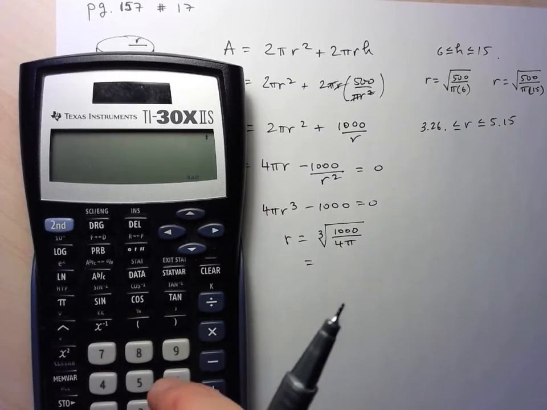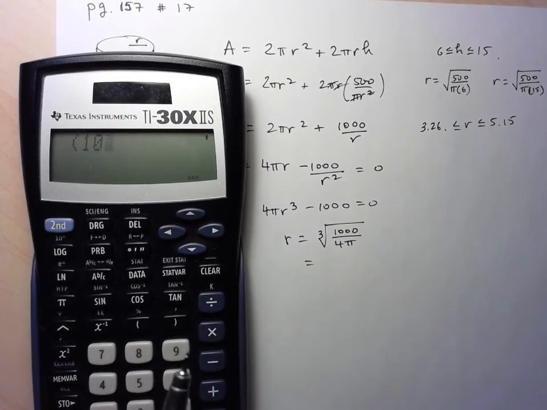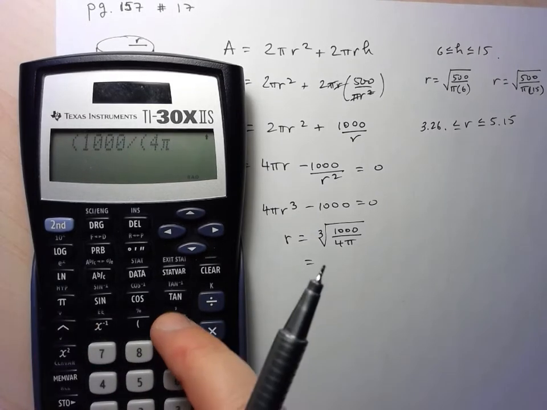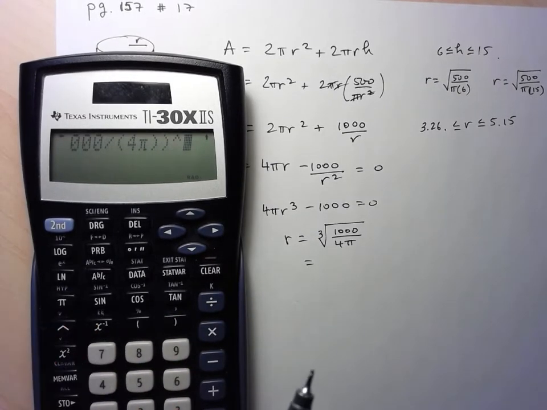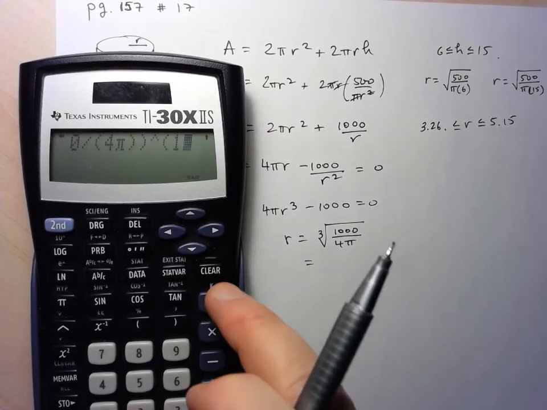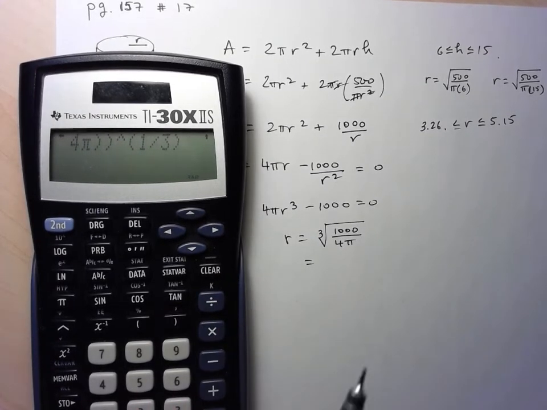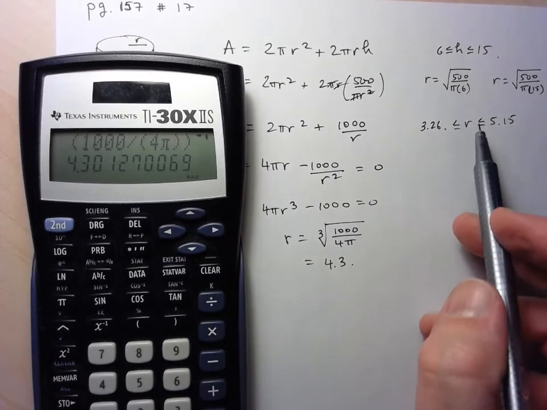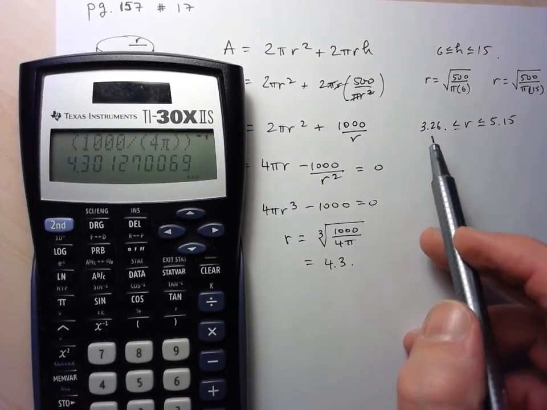So we have 1,000 divided by 4 pi. And to take the cube root, I'll just take exponent 1/3. And here we've got 4.3. And lo and behold, that does live within my interval.